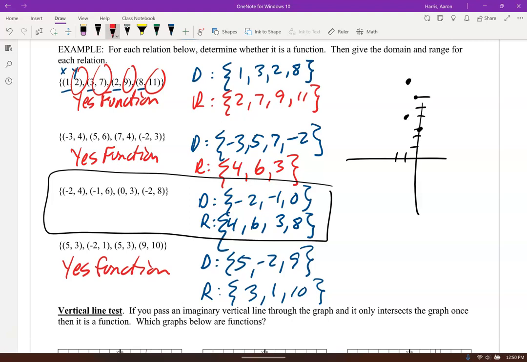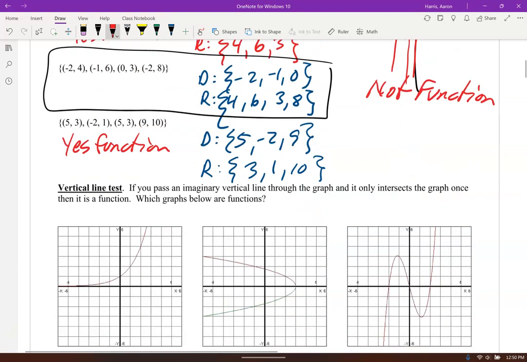So what you do is you run a vertical line through everywhere that it is defined, and it can only hit once. So for an x value of 0, I only hit once, I'm okay. For an x value of negative 1, I only hit once, I'm okay. But when I test an x value of negative 2, I hit twice. So it fails the vertical line test. In other words, it's not a function.